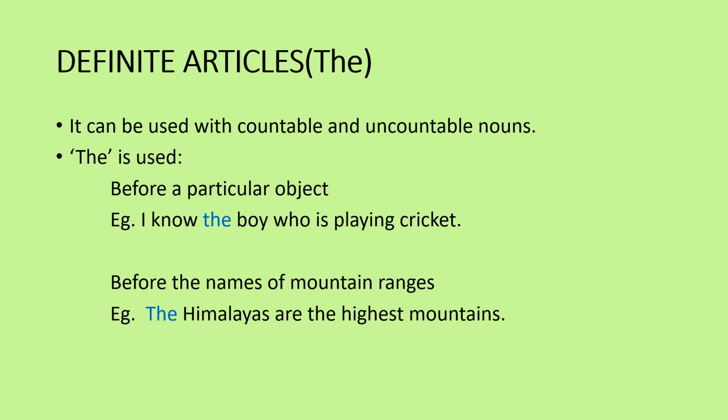So we need to understand that the is used before a particular object. So if we are talking about a specific object or a person, we will use the. For example, I know the boy who is playing cricket. So here we are not randomly talking about any boy, but we are talking about a boy whom we know already.